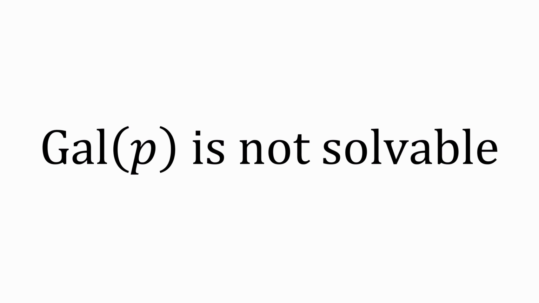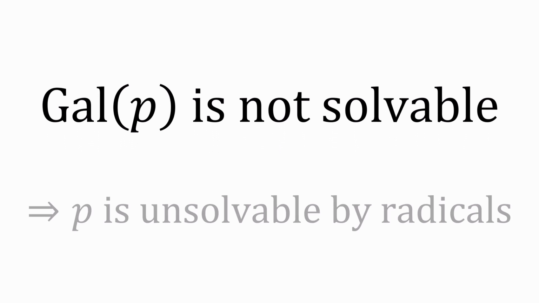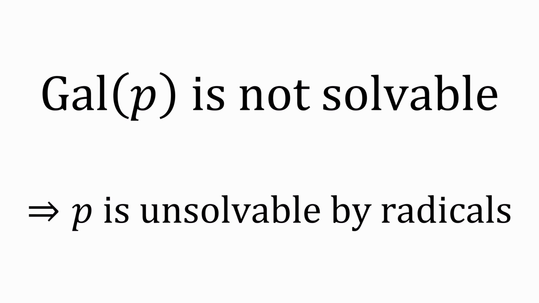We've seen that if the Galois group of a polynomial is not solvable, then the polynomial is unsolvable by radicals. All we need to do to finish this video is to find a quintic whose Galois group is unsolvable. To go into the details of how to do this would require a lot of group theory, so I'll give a summary of the approach.